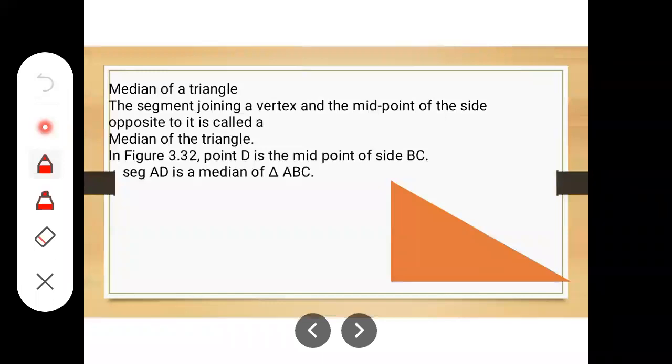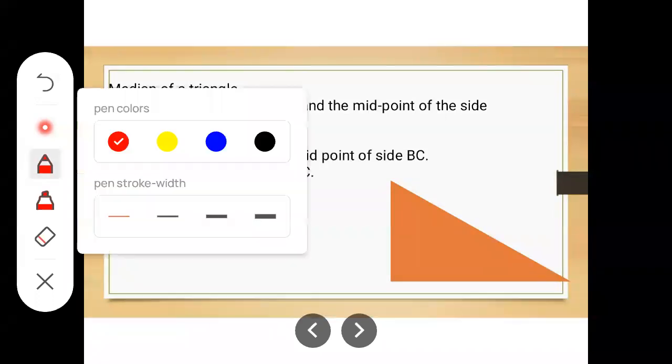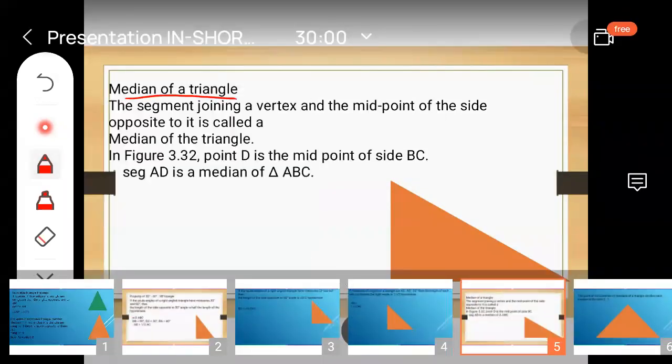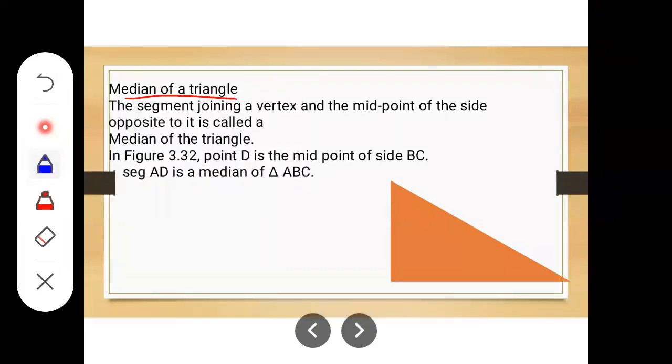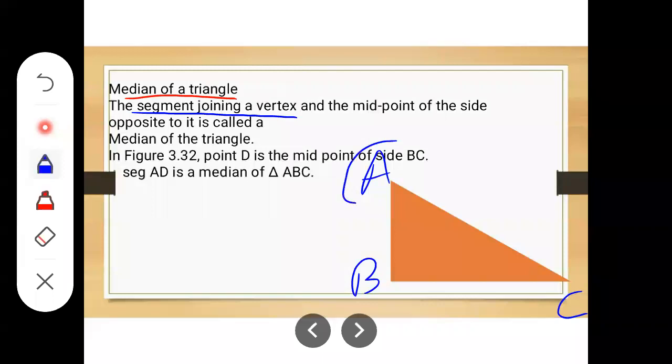Now the next point is median of a triangle. Now what is the concept of median? Now see the triangle. If the given triangle is triangle ABC. Okay. Now see here the statement. The segment joining a vertex, suppose I choose here vertex A, and the midpoint of the side opposite to it.